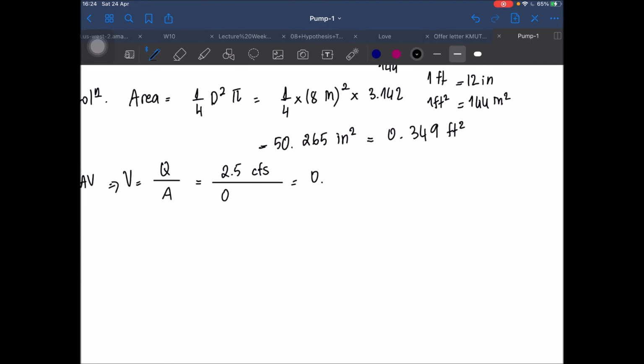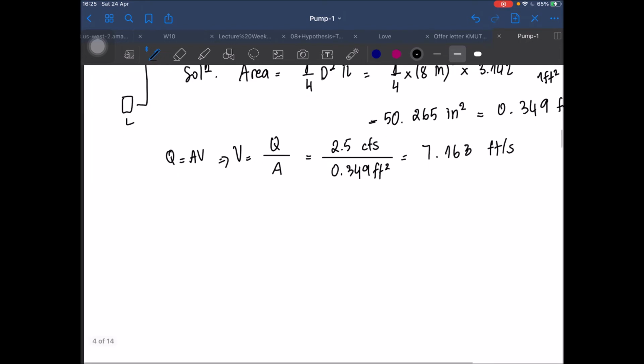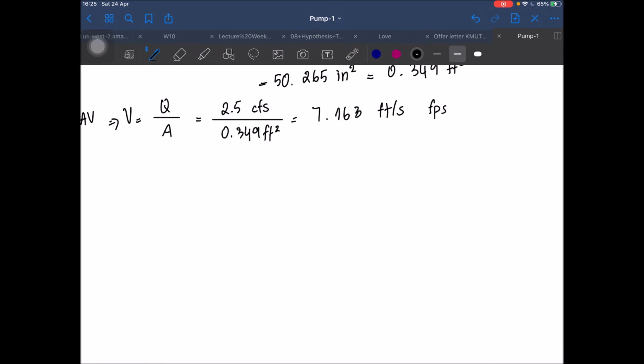So now we have 0.349 feet squared. So 2.5 divided by 0.3497 equals 7.1633. I'll only give 3 digits, and then we have this as feet per second, FPS.